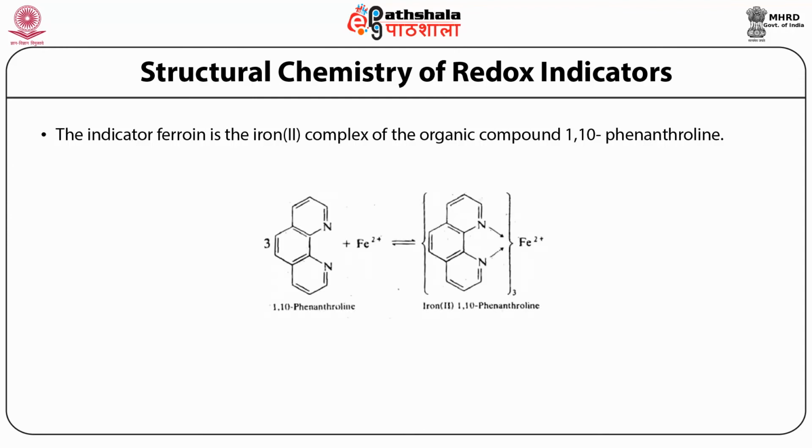The indicator ferroin is the iron 2 plus ion complex of the organic compound 1,10-phenanthroline. Here the 1,10-phenanthroline reacts with the iron 2 plus and converts into the iron 2 1,10-phenanthroline complex, which shows the pink color at the end of the titration.